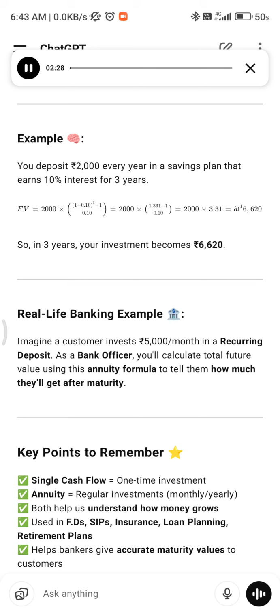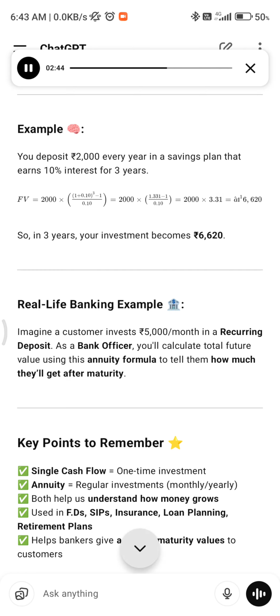6,620. Real-life banking example: imagine a customer invests $5,000 a month in a recurring deposit. As a bank officer, you'll calculate the total future value using this annuity formula to tell them how much they'll get after maturity. Key points to remember.